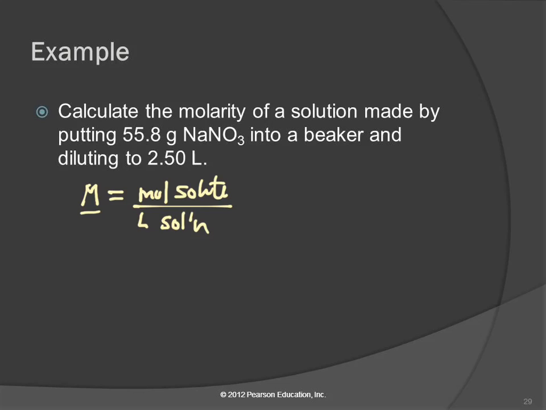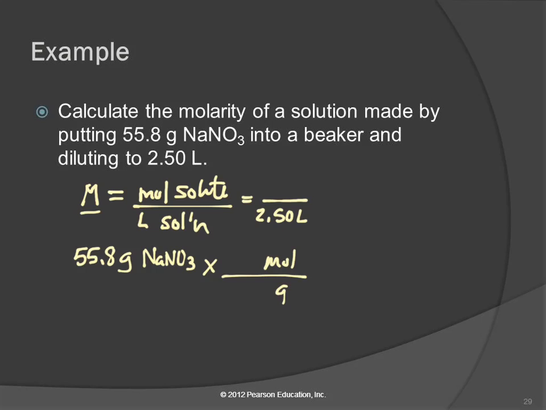Which one of those did they give us? Did they give us moles of solute? Did they give us liters of solution? Yeah, 2.50. How do we find the moles of solute? We have to convert. We've got grams, 55.8 grams of sodium nitrate. And we need to find out how many moles that is.